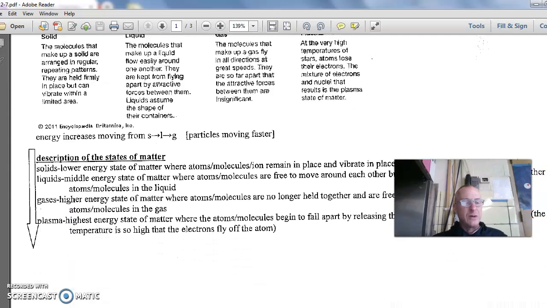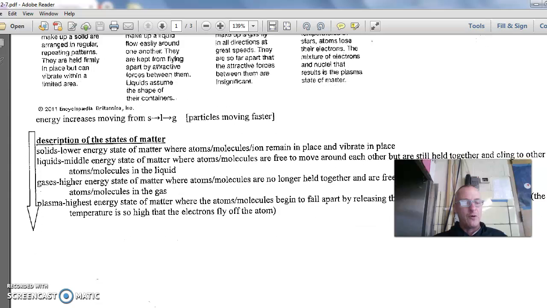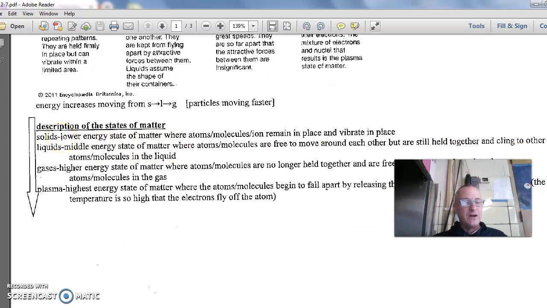When we're looking at descriptions of matter for a given substance, solids have the lowest energy. If we add energy to that solid and it melts to become a liquid, that is higher energy. If we have that substance as a liquid and we add more energy, it becomes a gas, and so forth. So solids have the lowest energy. They're vibrating in place. Liquids have the second most energy. They're now free to move around each other. Gases are the higher energy state for a given substance. They're now allowed to move independently away from each other. Plasma would be the highest energy state.